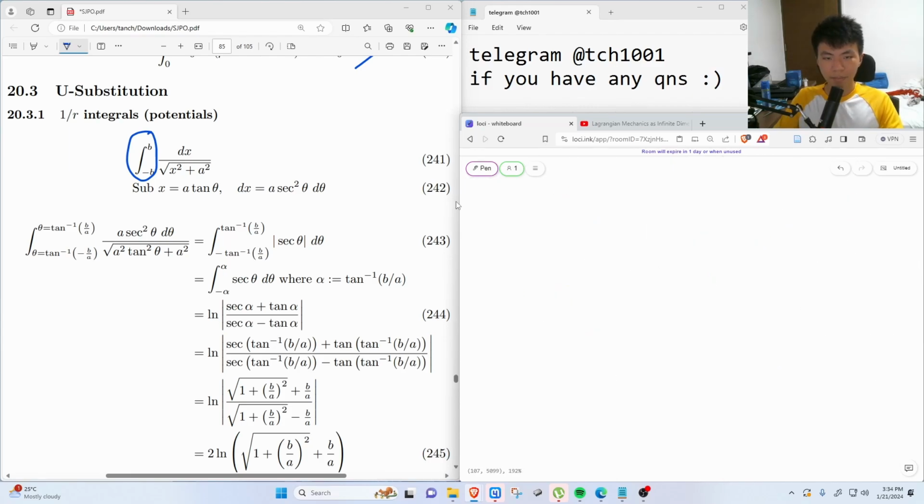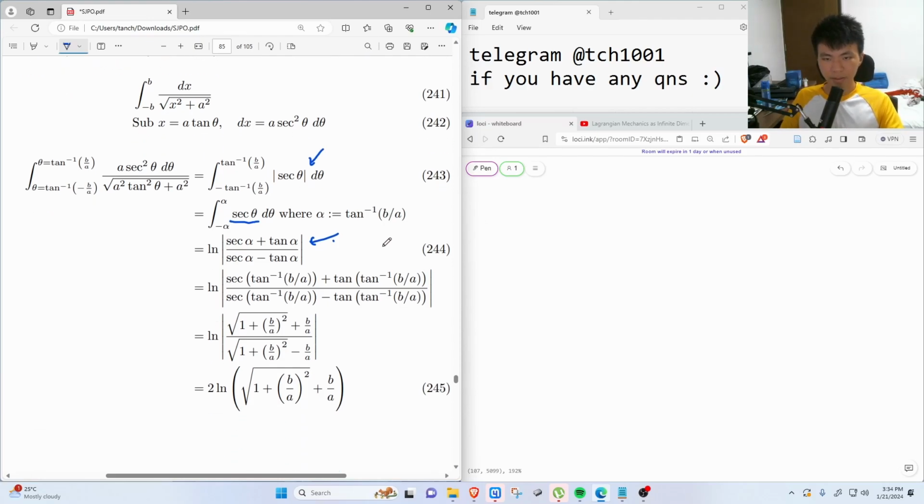So in the example we have over here, when we actually perform the integral, we get the integral of the absolute value of secant of theta. And in this example, secant of theta is never negative. So we can drop the absolute sign. There's no more absolute sign, it's just secant of theta. And we know how to integrate that, right? It's just logarithm of secant theta plus tangent theta. So substituting in the two endpoints minus alpha and alpha, we get this.